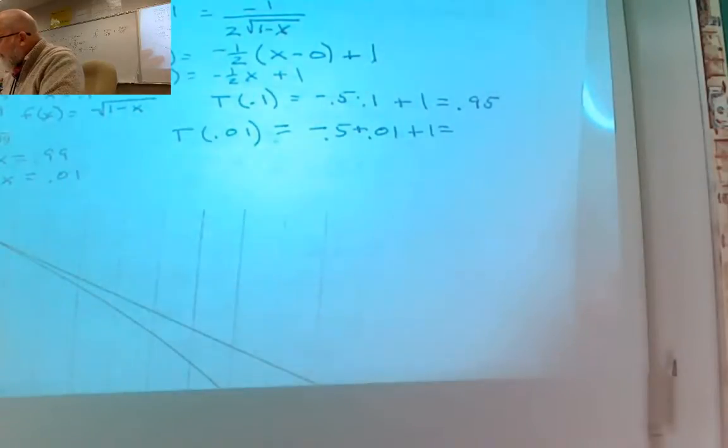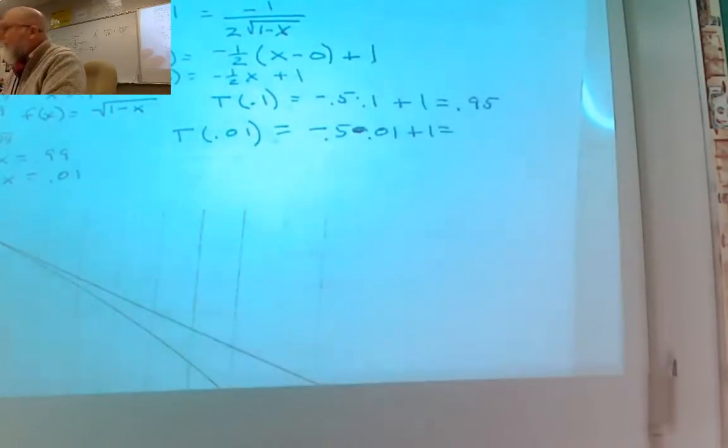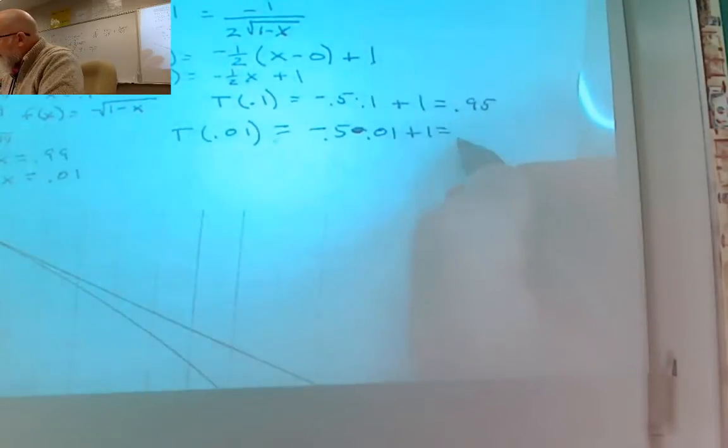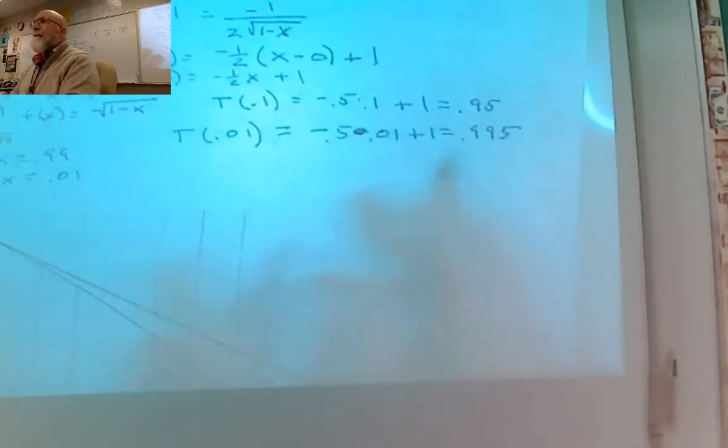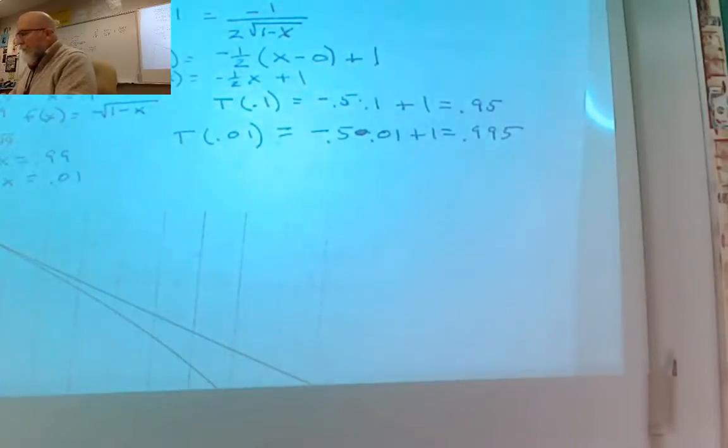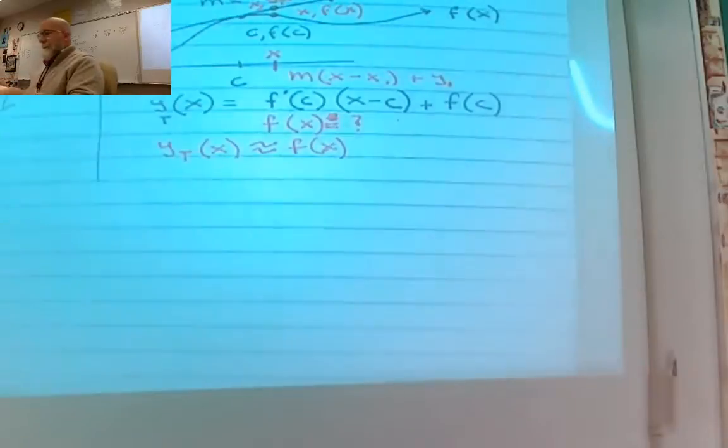Did I make a mistake here? Oh, not plus, times. Sorry, I did make a mistake. 0.995. Is the square root of 0.99 close to 0.995? It is, isn't it? It's really close. Okay, next page.